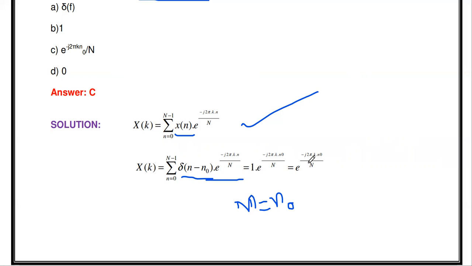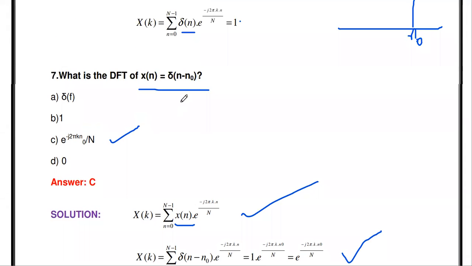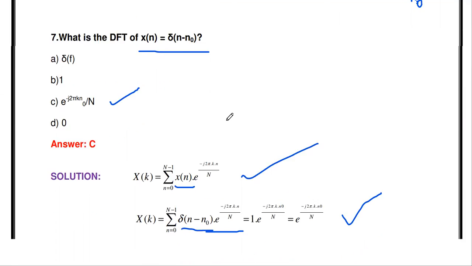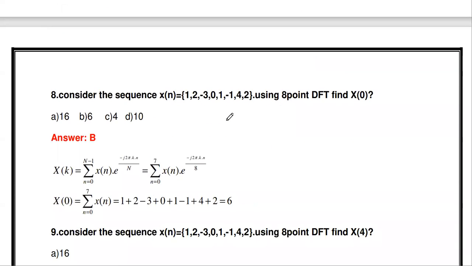So e power minus j2 pi k n naught by n is the answer. So e power minus j2 pi k n naught by n is the DFT of delta of n minus n naught. Okay, so this is also an important 2-mark problem.